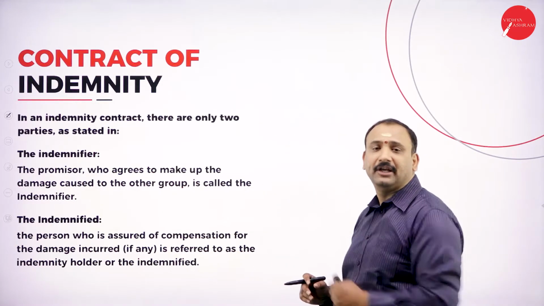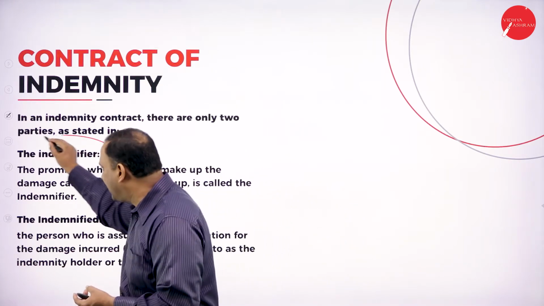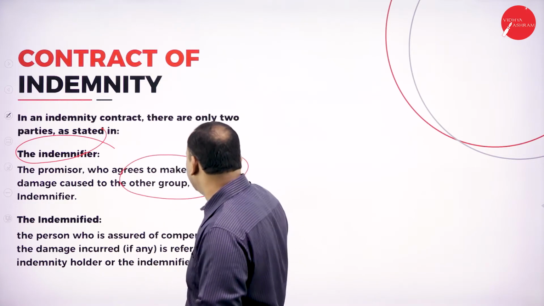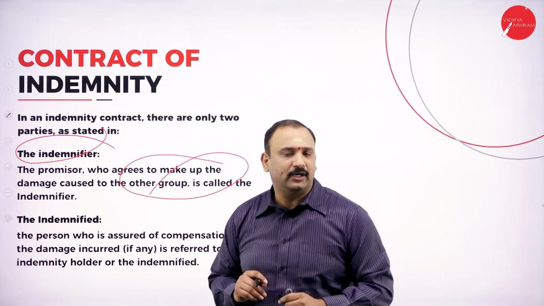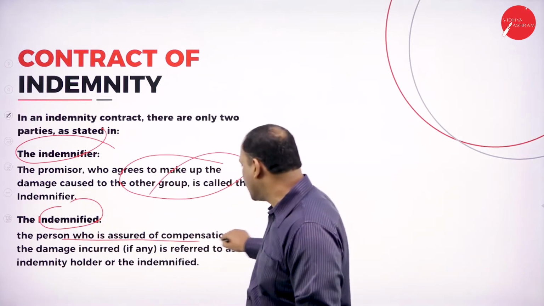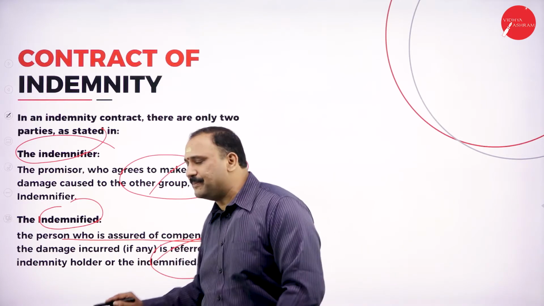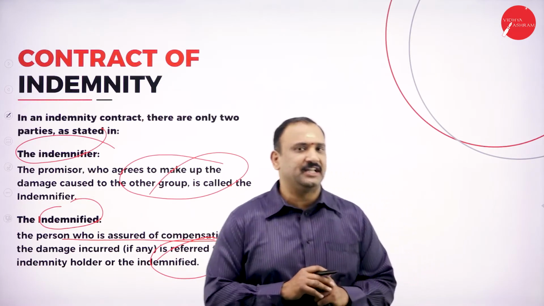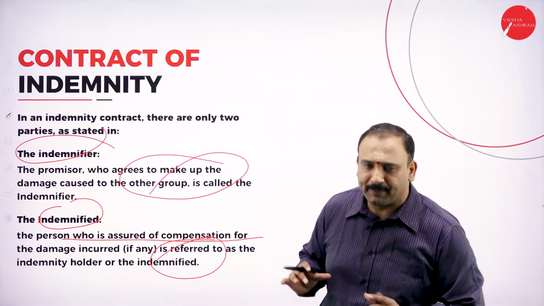Now, in an indemnity contract, there are only two parties stated. The one is the indemnifier, the promisor, who agrees to make up the damage caused by the other group. He is the person who is going to be called the indemnifier. The indemnified, the person who is assured of compensation for the damage occurred, is referred to as the indemnity holder or the indemnified. So two people whom we are going to see in this contract: one who agrees to pay and one who is going to get the compensation.